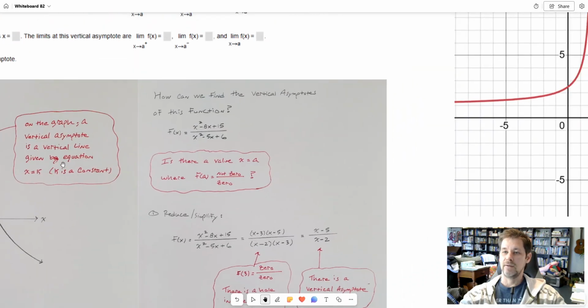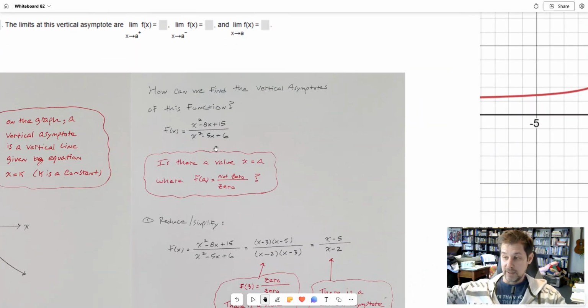Okay, now let's talk about, besides looking at the graph, how we would find the vertical asymptotes of this function that we were given. I think it'll come down to the question: is there some value of x where, if you plugged that in, the function would look like this? It would be some number that's not 0 on top and then 0 on the bottom. If you can find a value of x that does that in a function like this, then that's where the vertical asymptote is going to be. So I'll find that this way.